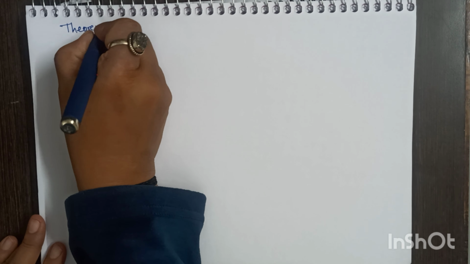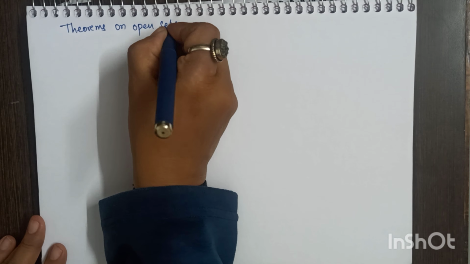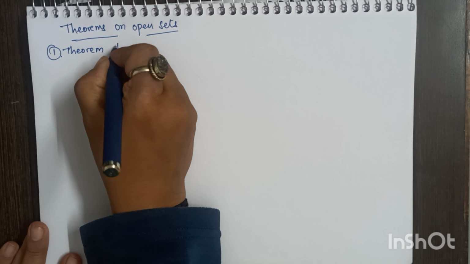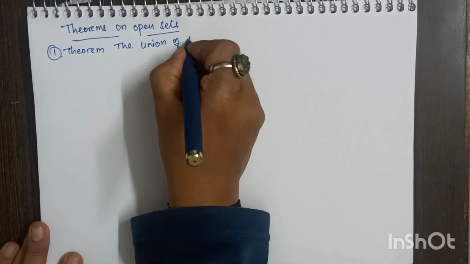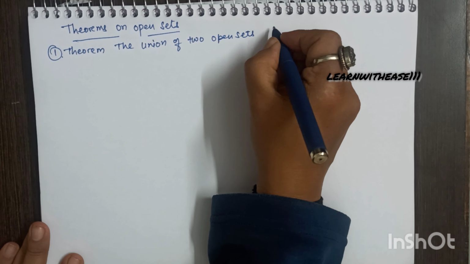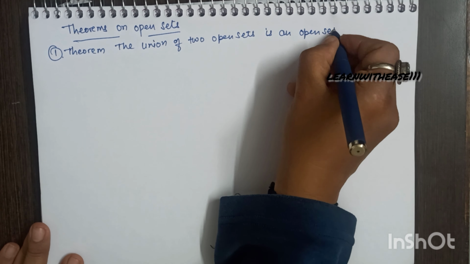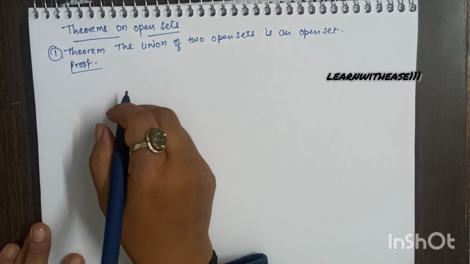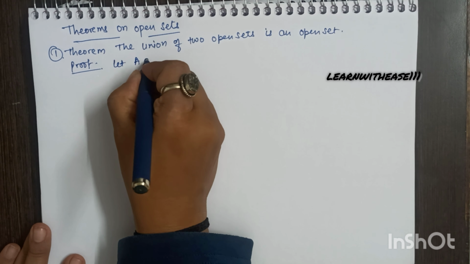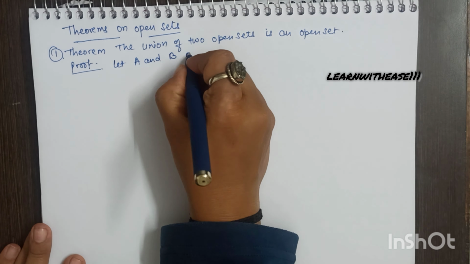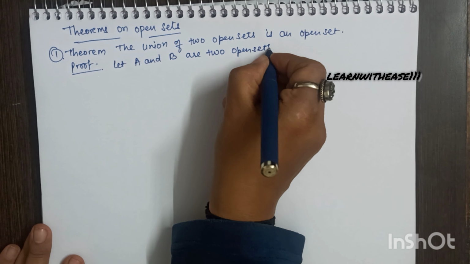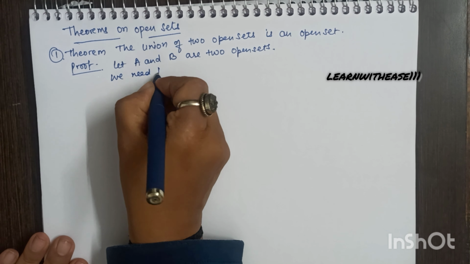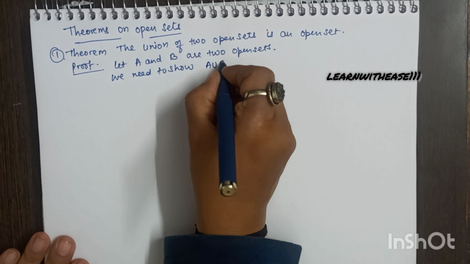Next we have theorems on open sets. The very first theorem is the union of two open sets is an open set. If we have two open sets, their union will also be an open set. So let A and B be two open sets. We need to show A union B is also an open set.